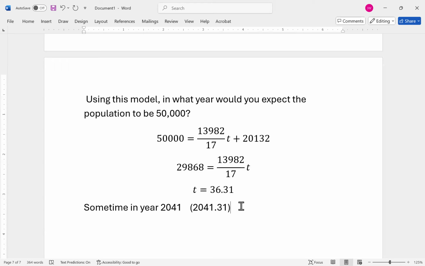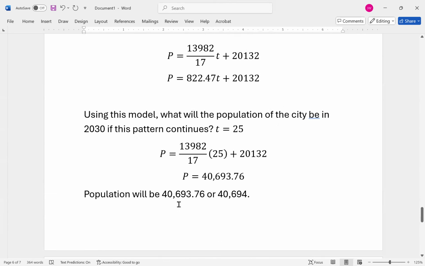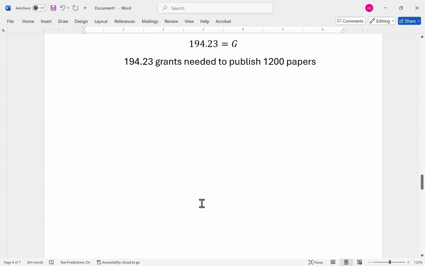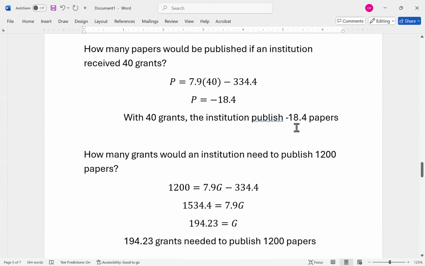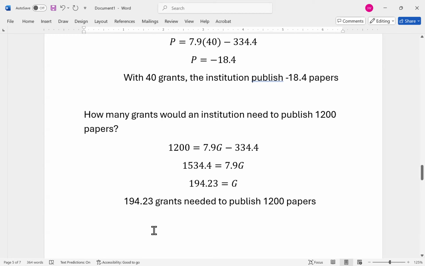Hopefully that all makes sense. Obviously, in my class, I'll tell you how to write the answer, whether to write 2041 or 2041.31. I'll tell you whether or not to round the population to the nearest whole number or to 2 decimal places like we did here. And in the previous ones, I'll say, make logical sense, or round to the nearest whole number, or round to 2 decimal places in those cases.